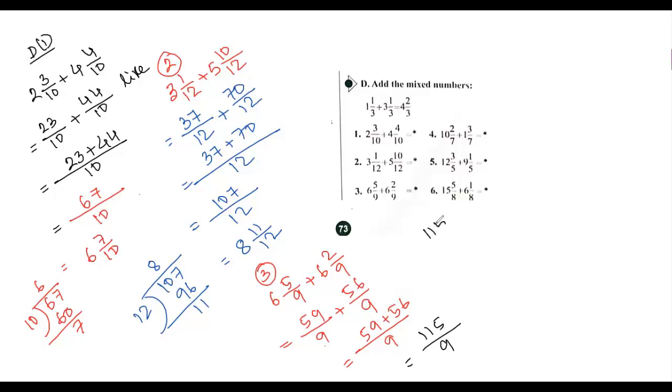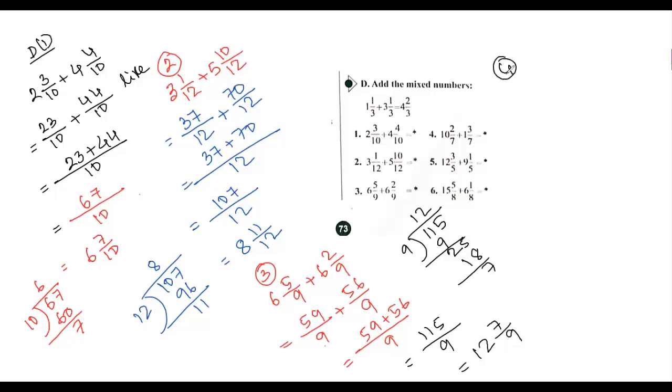Now convert. If we want to divide 115 by 9, then we will get 9 1s are 9. What is the remainder? 2, 5, 9 2s are 18. Then what will be the remainder? The remainder will be 7. So 12 whole 7 by 9 will be the final answer of this problem.